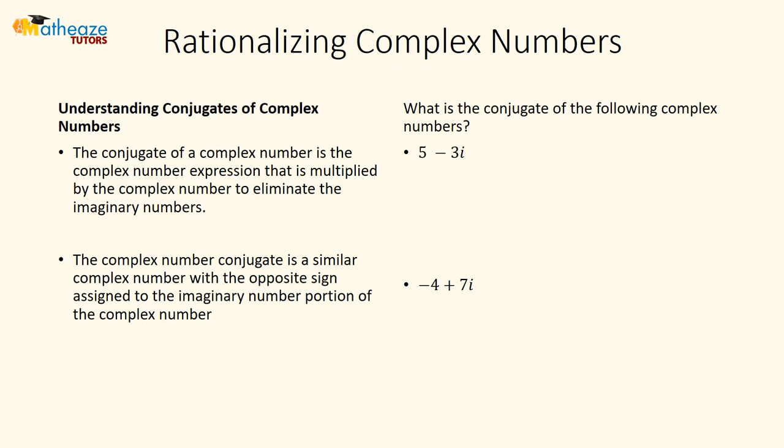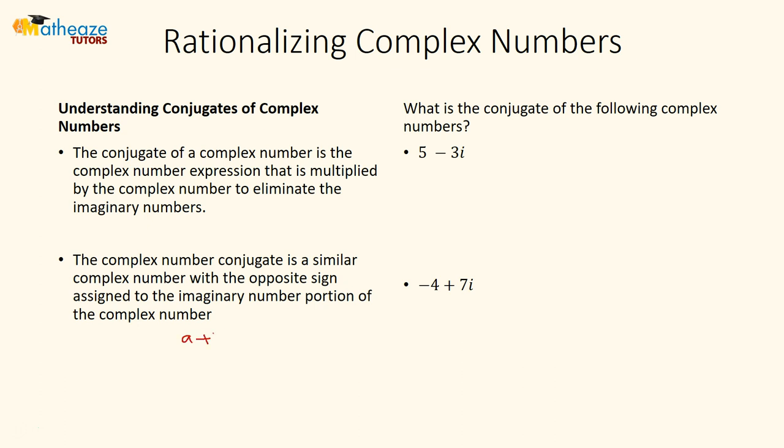Now we're going to understand conjugates. This is a very interesting concept because we need to find an expression that when we multiply by the existing expression somehow gets rid of the presence of the complex number. And the easiest way to do it is to rewrite the components of the complex number but change the sign on the imaginary portion. It's important to remember this.